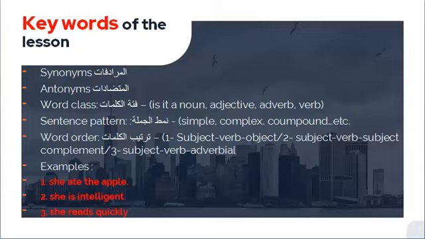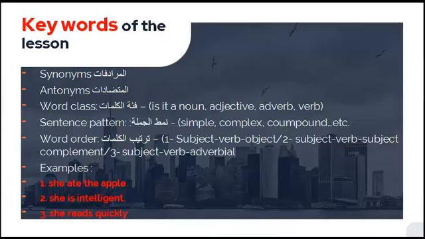We have she ate the apple: she, subject; ate, verb; the apple. She ate what? The apple. That's an object. She is intelligent: subject, verb, intelligent. It's not an object, it's a subject complement. It's a word that completes the subject, right? It refers back to the subject she. She is intelligent. She reads quickly. So subject, verb, and adverbial. Quickly is an adverbial because it's an adverb describing the action, which is reading. It describes how she reads. She reads how? Quickly.